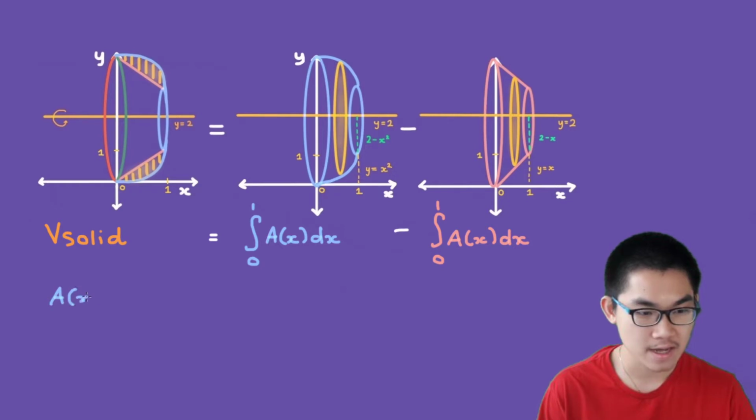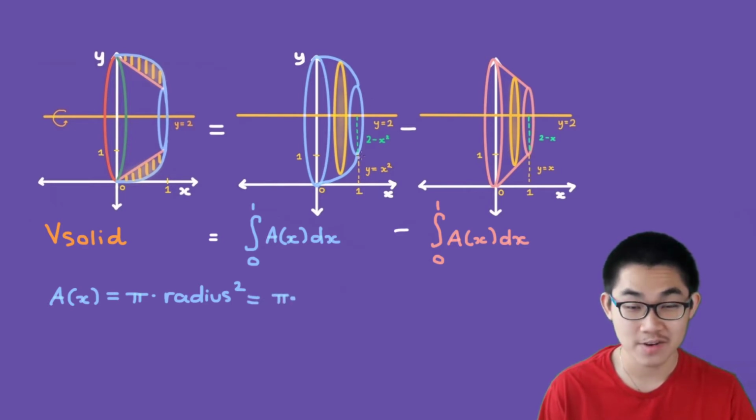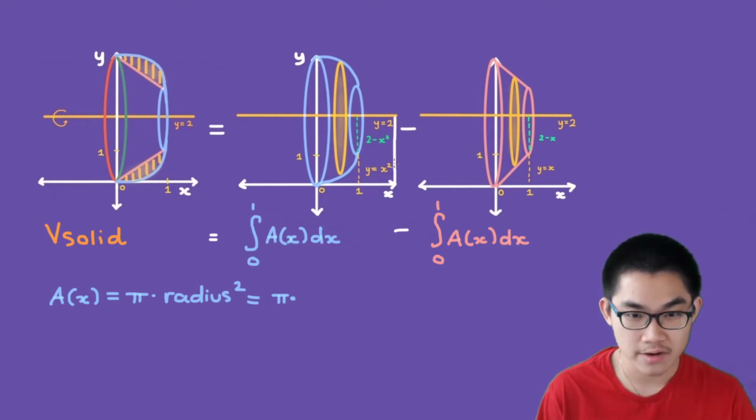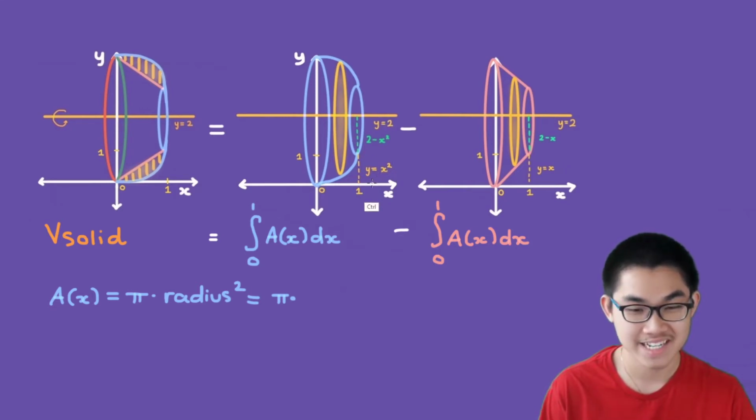The area of a circle is the same as pi times the radius to the power of 2. And we need to write the radius in terms of x. So this is equal to pi times the radius. And if you look at the diagram, you can see that the radius is from here to here. So how do we find the radius? Well, you know that the distance from here to here is 2, because that's y is equal to 2. And the distance from here to here is x squared. So the distance in between has to be 2 minus x squared.